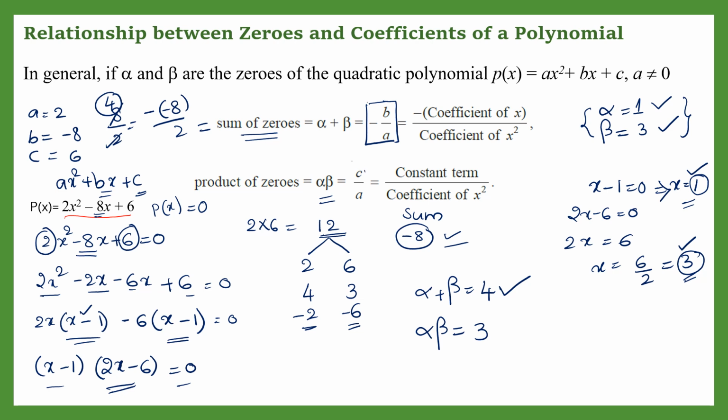Next, the product of zeros. What did they give? C by a. C by a means the constant term. C is 6 by a, and a is 2, so 6 by 2 is 3. So you got the product of zeros, c by a, as 3. Here also, when you multiplied the two zeros, you got 3. So it is verified. So for the quadratic polynomial ax square plus bx plus c, the sum of the zeros is minus b by a and the product of zeros is c by a.